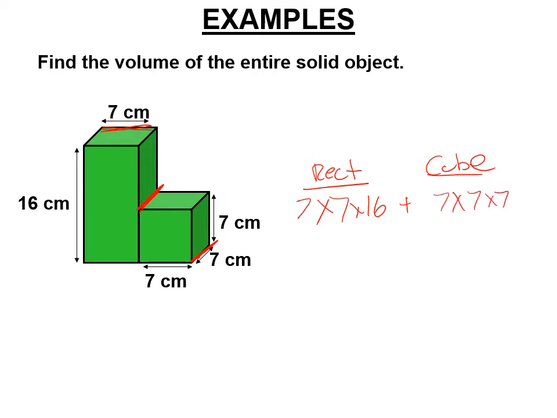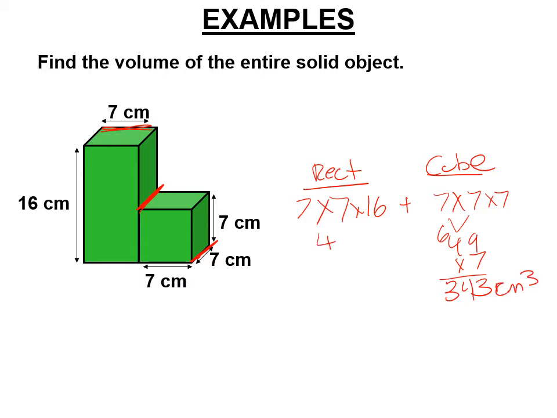7. Hopefully you can see that's a cube because all edges are the same. They're all 7s. So 7 times 7 is 49, and 49 times 7, 7 times 9 is 63, 7 times 4 is 28, plus 6 is 343 cubic centimeters.